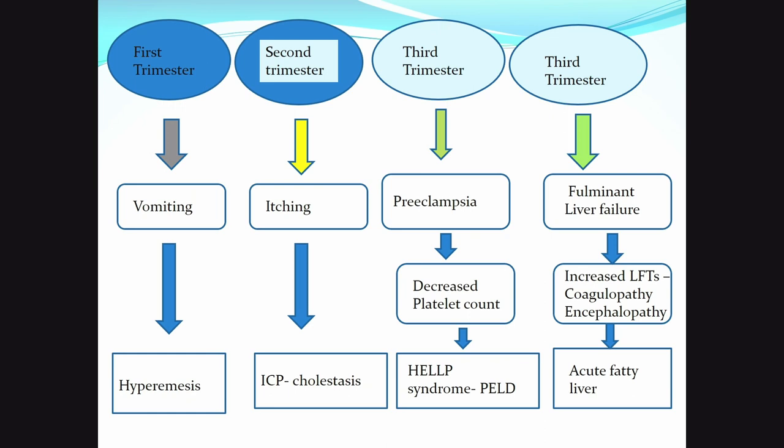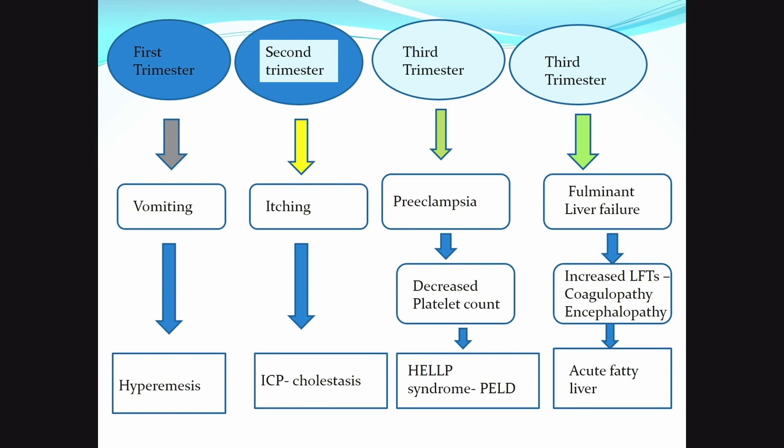So, ladies and gentlemen, in pregnancy, these four conditions we can't forget. A pregnant woman coming with vomiting in the first trimester, the possibility of hyperemesis. A pregnant lady coming with itching in the second or third trimester, the possibility of intrahepatic cholestasis of the pregnancy. A pregnant lady coming with low platelet count, elevated liver enzymes and low HB, blood pressure is high, urine albumin positive, maybe a bit of edema, then the possibility of HELLP syndrome and preeclamptic liver disease. And a pregnant lady coming with features of liver failure, acute fatty liver in the pregnancy.